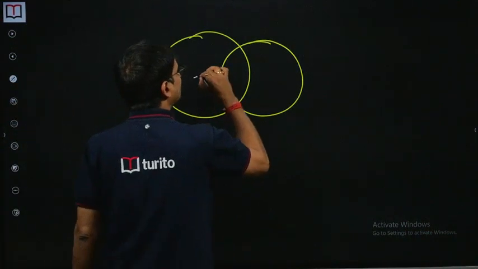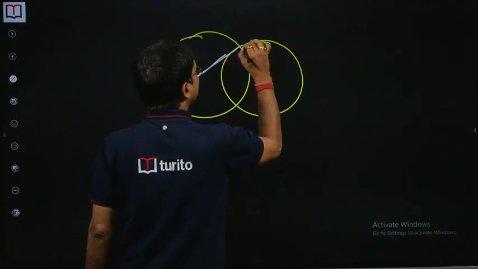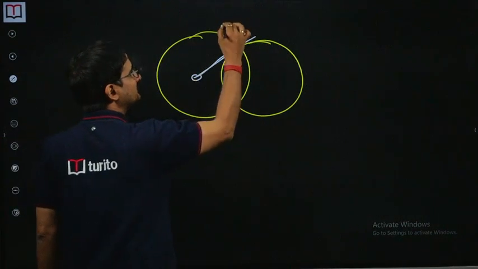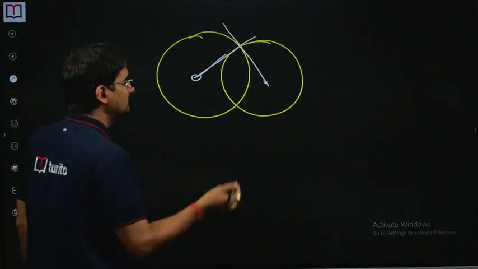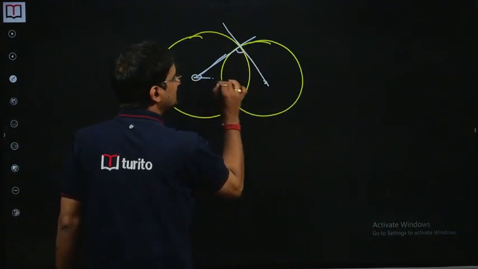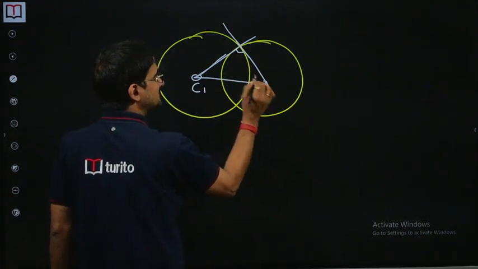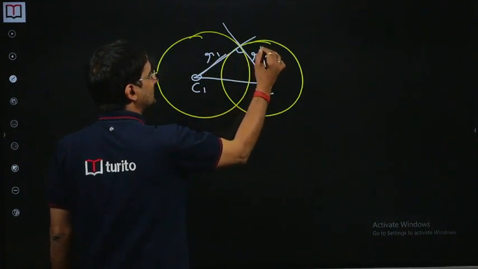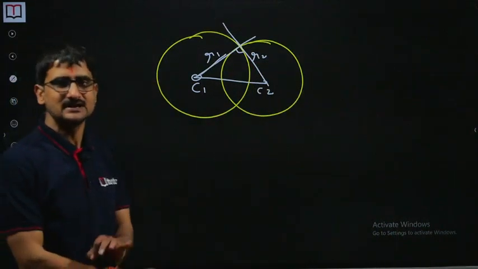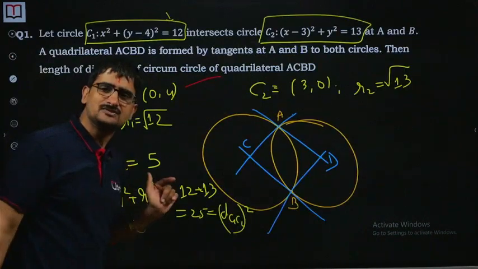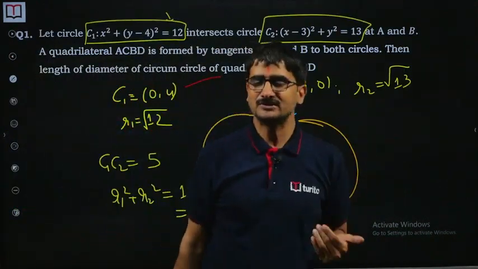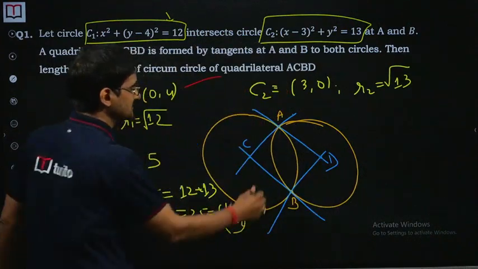Then the only possible condition is that the tangent to one circle has to be the normal to the other circle, and vice versa. That's for sure, because then only this angle is 90, and this is the distance between the centers. So R1 square plus R2 square is equal to C1C2 whole square. So the distance between the centers whole square is nothing but the sum of the squares of the radii. That means this angle is a right angle.